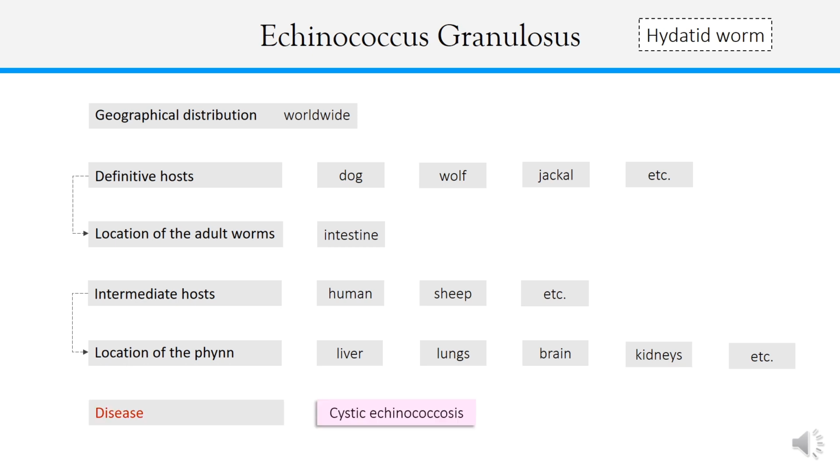The disease is called cystic echinococcosis. This disease is caused by the immature stage of the parasite. This is what you should remember about Echinococcus granulosus, that inside of the body of your patient, in this particular case, may be identified not the adult worm, but the immature stage of the parasite. And this immature stage of the parasite may be located in different internal organs.